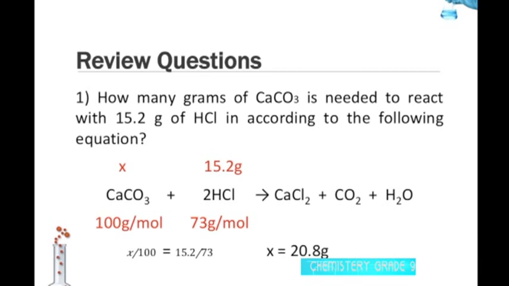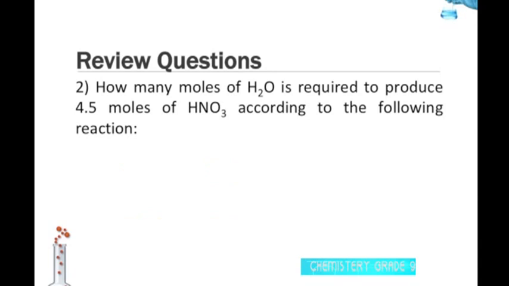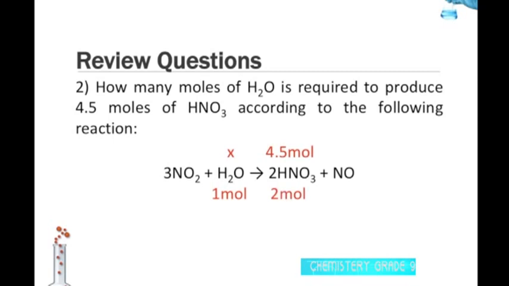X equals 20.8 grams. How many moles of water is required to produce 4.5 moles of nitric acid according to the following reaction? We set up the proportion based on the balanced chemical equation. Then we solve for x to get 2.25 moles.